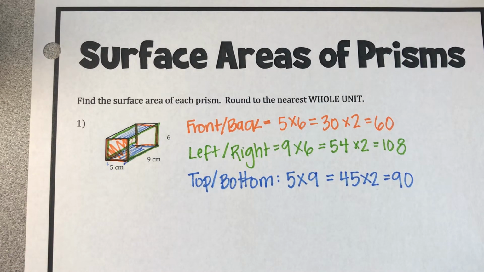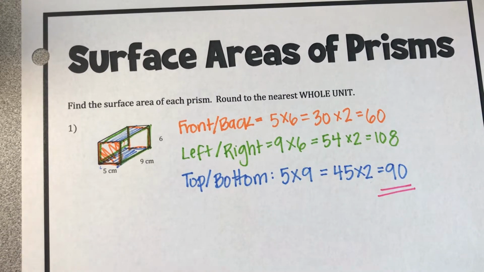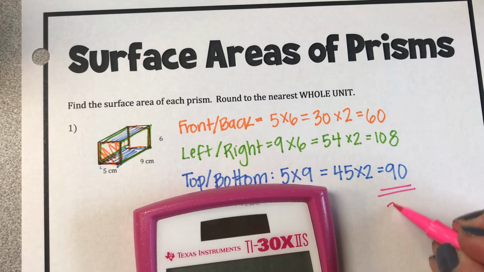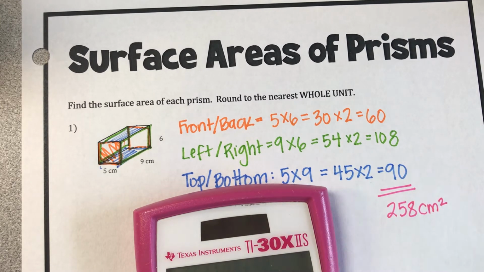So now when I'm trying to find my total surface area, I'm going to add those together. So I have the front and the back were 60, the top and the bottom were 108, the left and the right were 90. So all together, I have 258 centimeters squared.